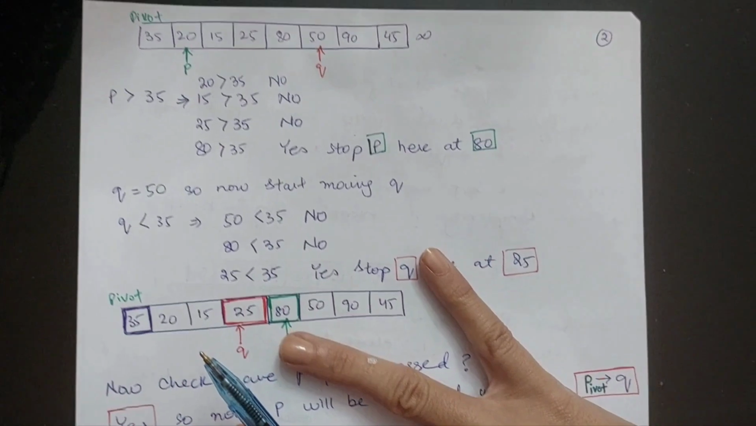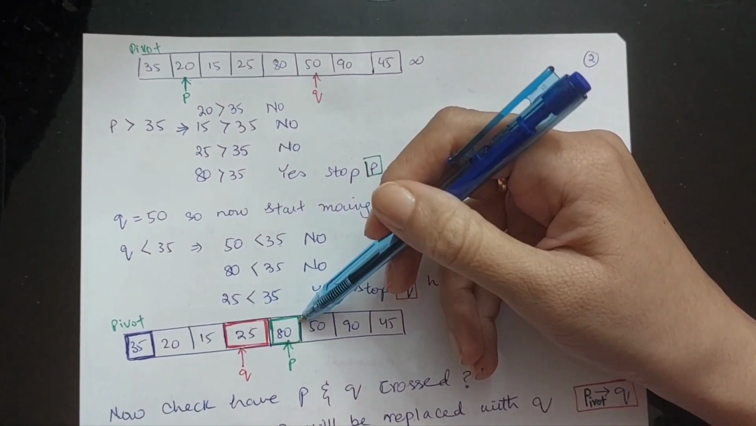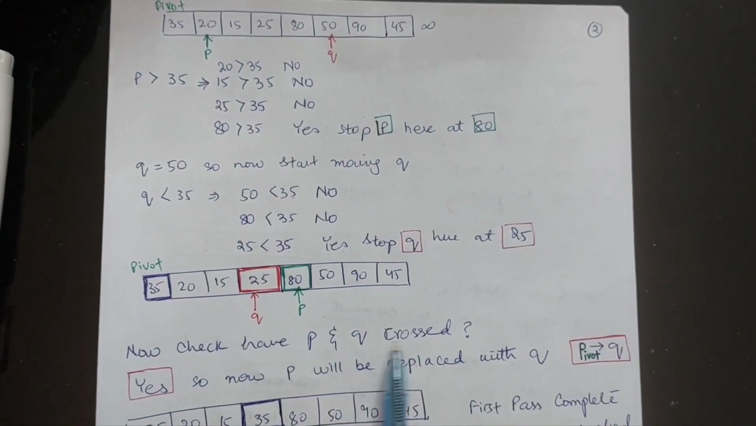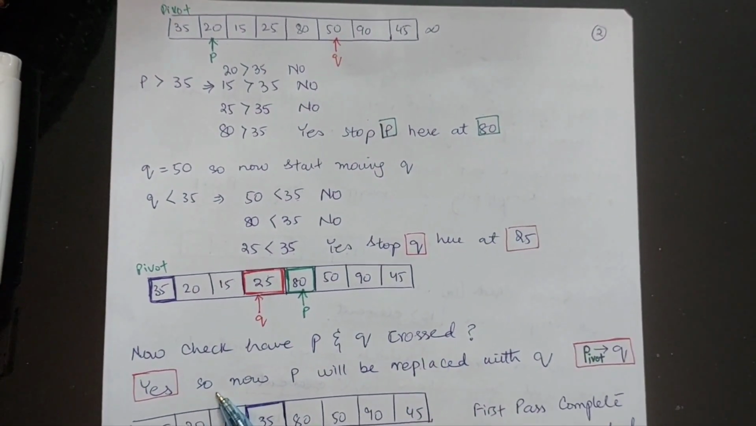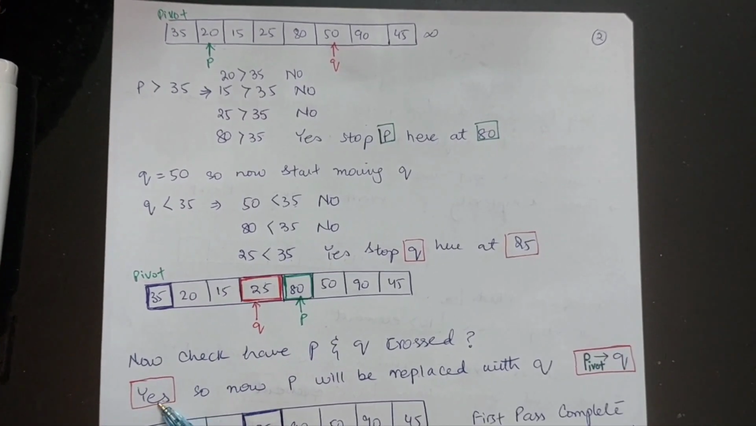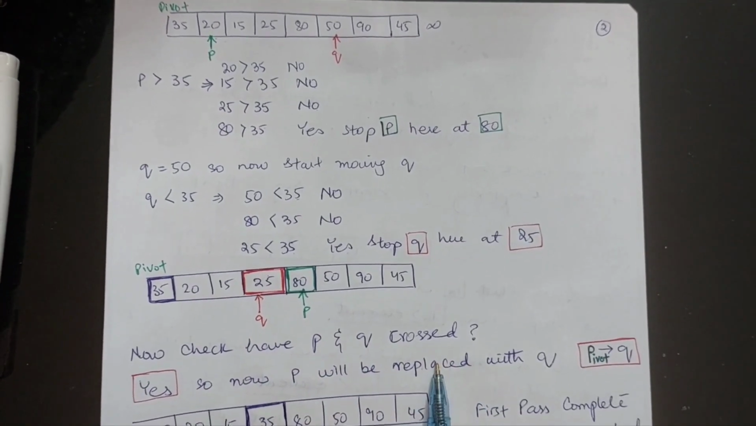So now you can see that this is your new location of q and this is your new location of p. So now check, have p and q crossed? Yes. Now this condition has become true. So now the pivot will be replaced with q.